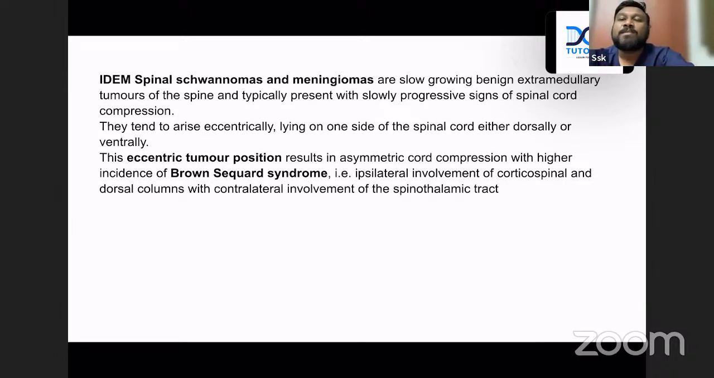So what are the findings of Brown-Séquard syndrome? Ipsilateral involvement of corticospinal and dorsal columns with contralateral involvement of the spinothalamic tract. So on the same side, the corticospinal tract and the dorsal columns are involved, whereas on the opposite side, the spinothalamic tract is involved. So this is the classical picture for Brown-Séquard syndrome.